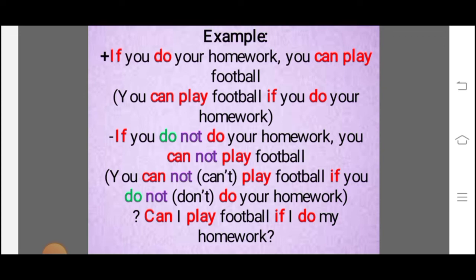If you don't do your homework, you can't play football. Or you can't play football if you don't do your homework.